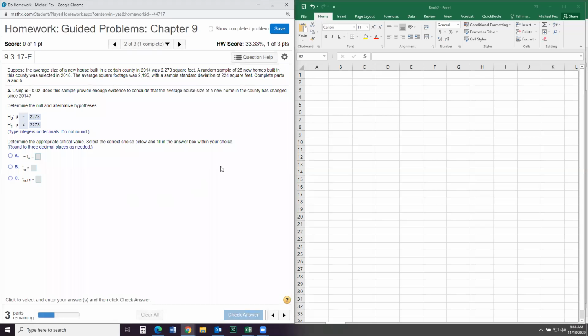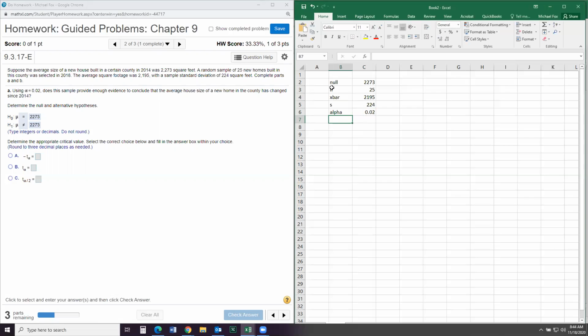All right, now to figure out our critical values and things like that, I'm going to go ahead and just start with the information I know. So my null, or our past belief of what it was, is 2273. Our n, or sample size, is 25. Our x bar, or our sample mean, is 2195. And our sample standard deviation, or S, is 224. And our alpha is 0.02. All right, so that's everything we know.